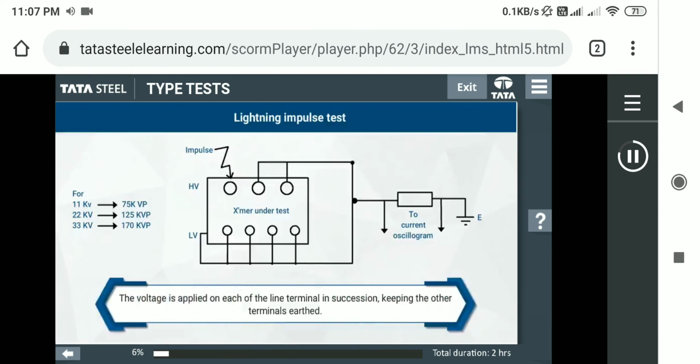The voltage is applied on each of the line terminals in succession, keeping the other terminals earthed. The current and voltage wave shapes are recorded on the oscilloscope, and any distortion in the wave shape is the criteria for failure.